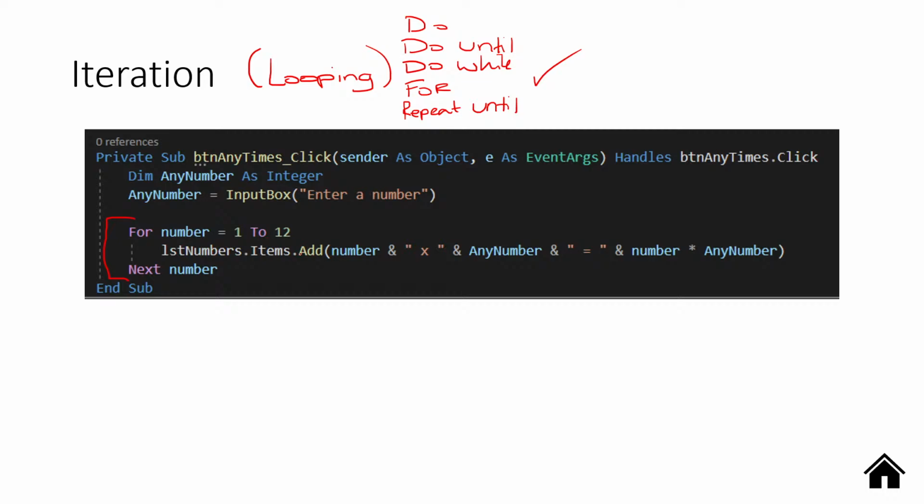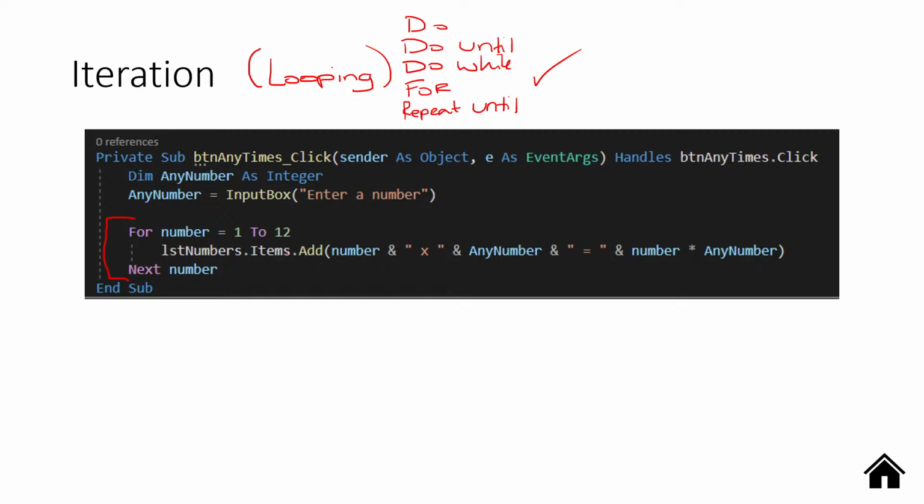Okay, so here we've got a static loop. So it says for number equals 1. So number is assigned the value of 1 to 12. And what this is doing, this is just a multiplication. So you put in a number, whatever you want, and then it'll do the times tables for you up to 12.